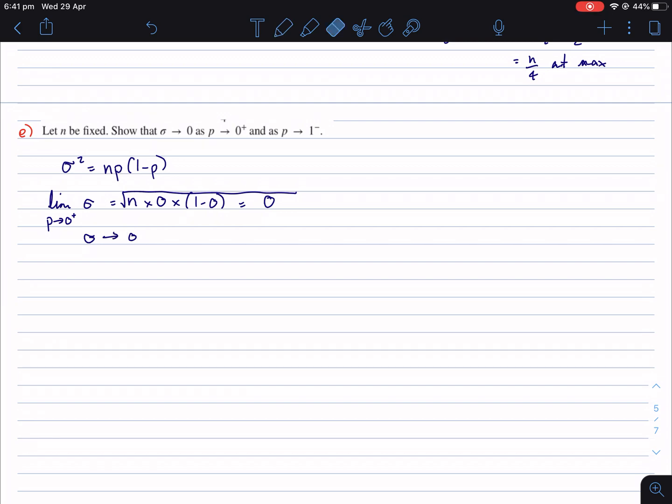And it's going to be the exact same thing for P equals 1. So the limit as P tends to 1 from below is going to be the square root of N times 1 times 1 minus 1. So it's going to be 0. Sigma is going to tend towards 0.